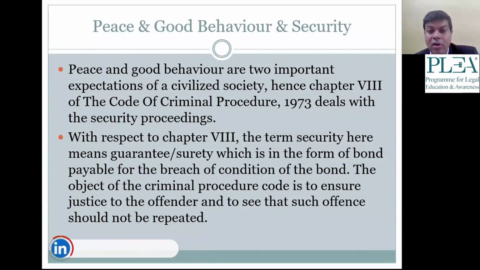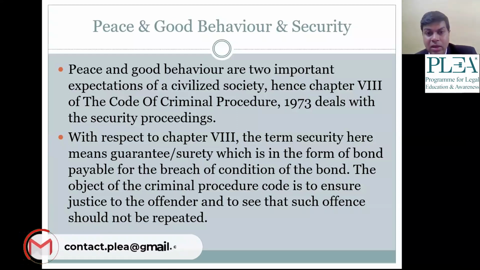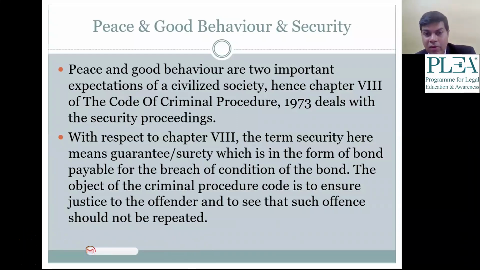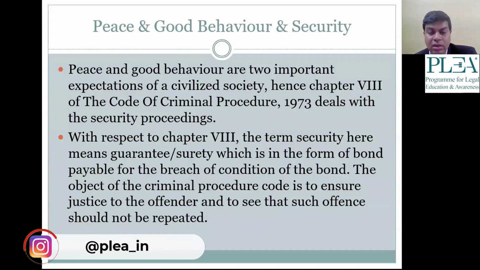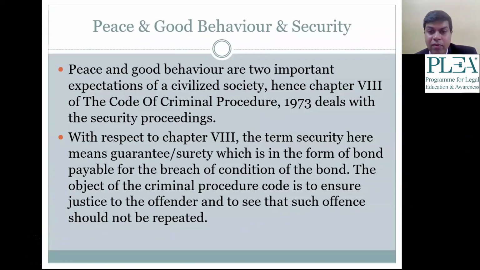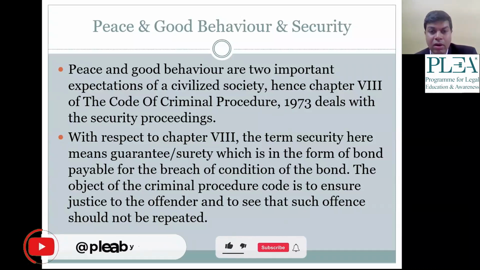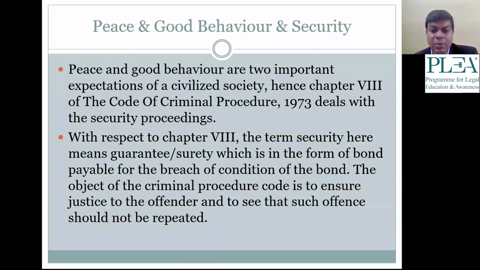On conviction of an offense likely to cause a breach of the peace. When a court convicts a person of an offense involving breach of peace, the court may, in addition to the sentence that it may award for the offense, order the offender to give security for keeping the peace for a specified period not exceeding 3 years. This has been provided by section 106.